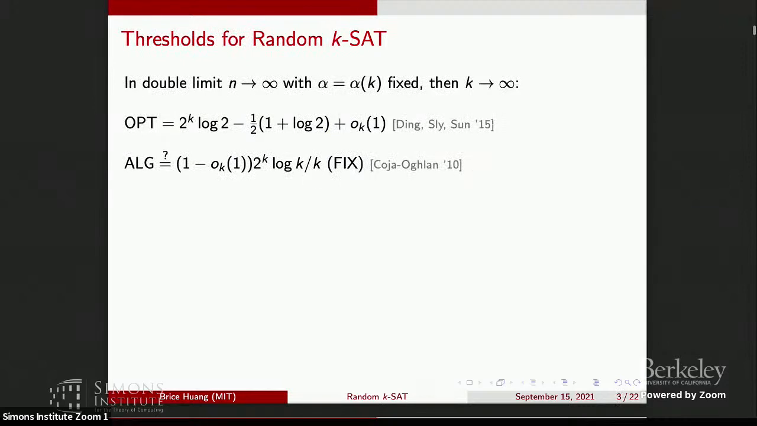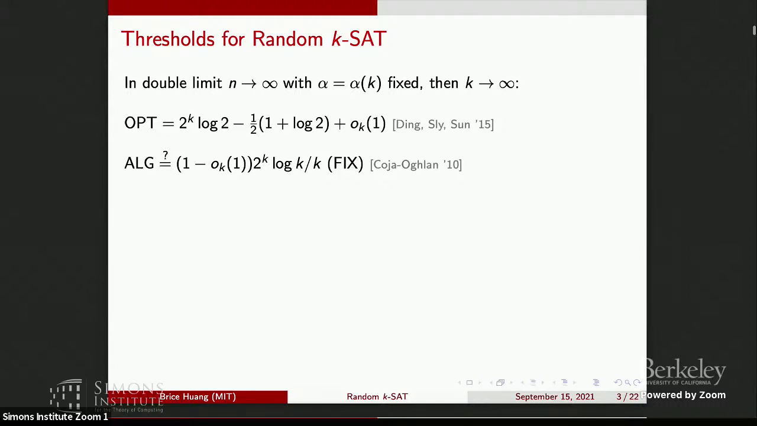Throughout, we work in the following double limit. We take k to be a large constant, the clause density alpha to be a function of k. And having fixed both parameters, we take n to infinity. In this limit, the value of opt is known exactly. It's this value here, as was confirmed by a paper of Ding, Lai, and Sun, and it's about 2 to the k log 2. But a lot less is known about alg.